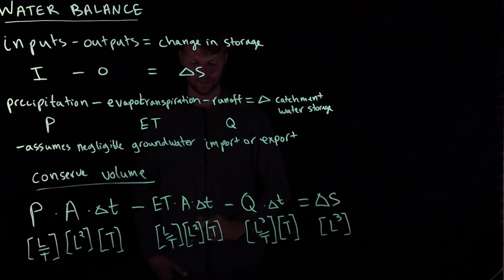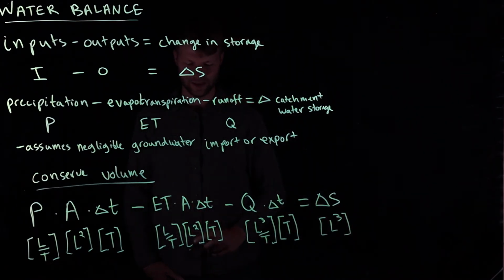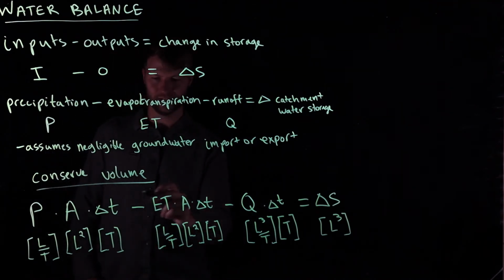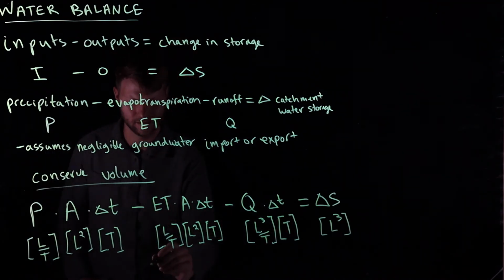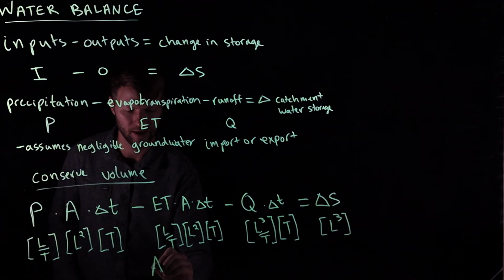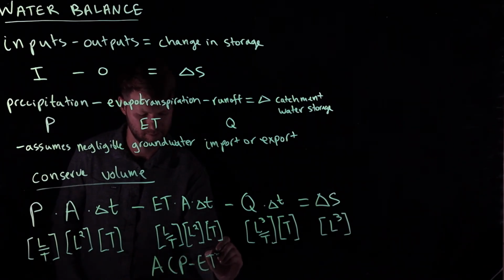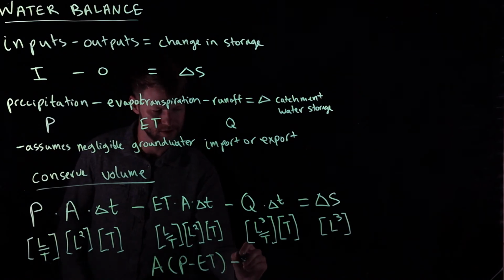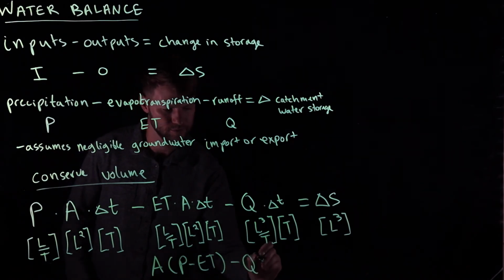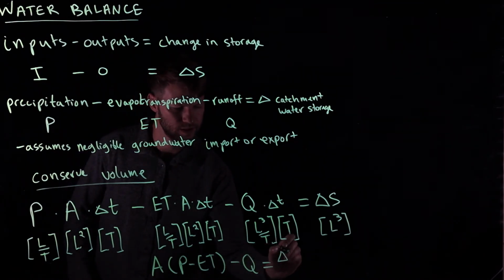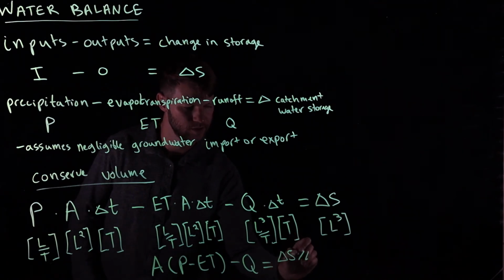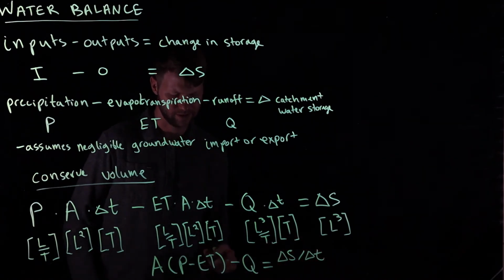If we were to factor out the A from this equation and then divide through by the delta t, we'd get the following. A times P minus ET minus Q is equal to the change in storage per change in time, delta S over delta t here.